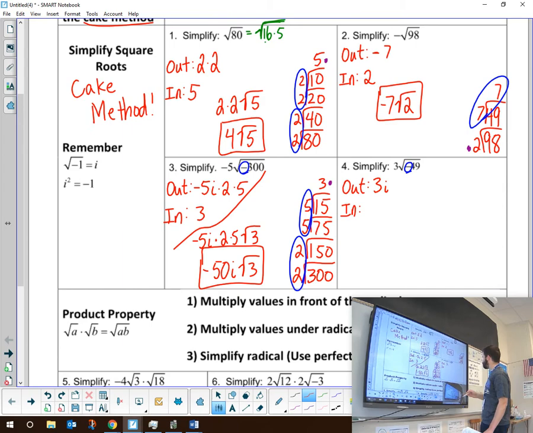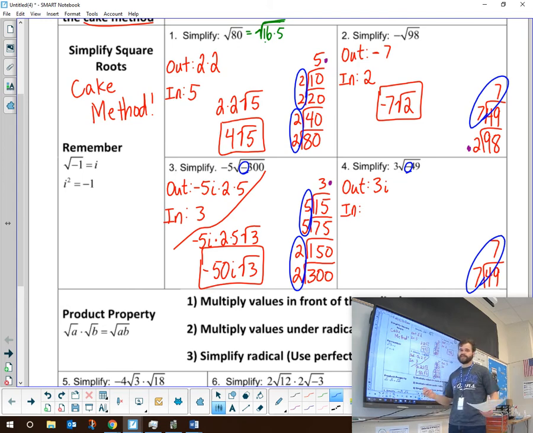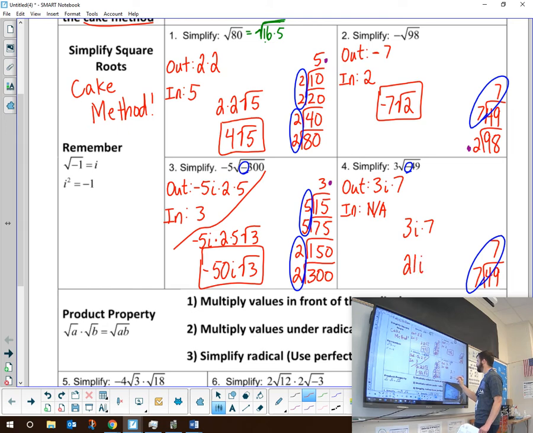Okay, so let's simplify 49. Well, 49 divided by 7 is 7. So that simplifies perfectly. 7 times 7 is 49, so we're going to bring a 7 to the outside, and then there's not going to be anything on the inside, okay? And so we're just going to have 3i times 7 on the outside, so it's going to be 21i, okay? All right, we're doing great.